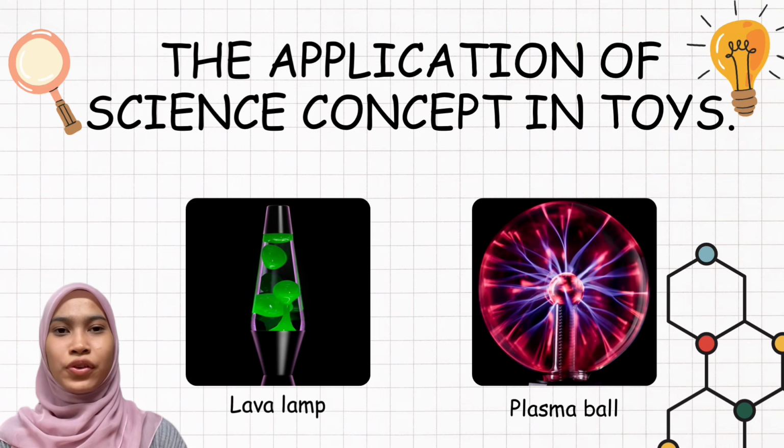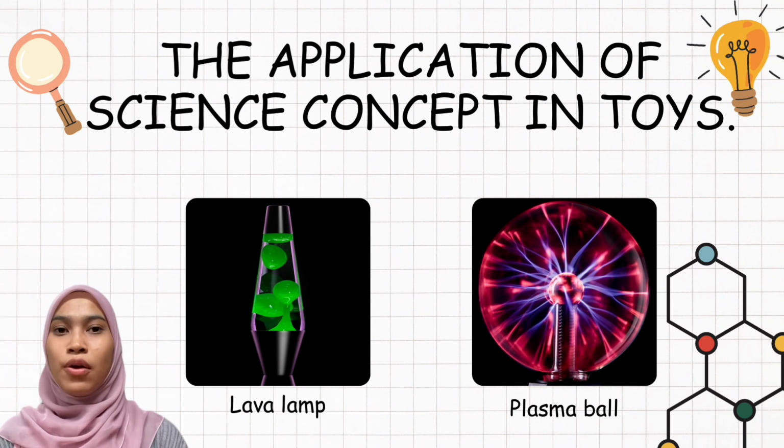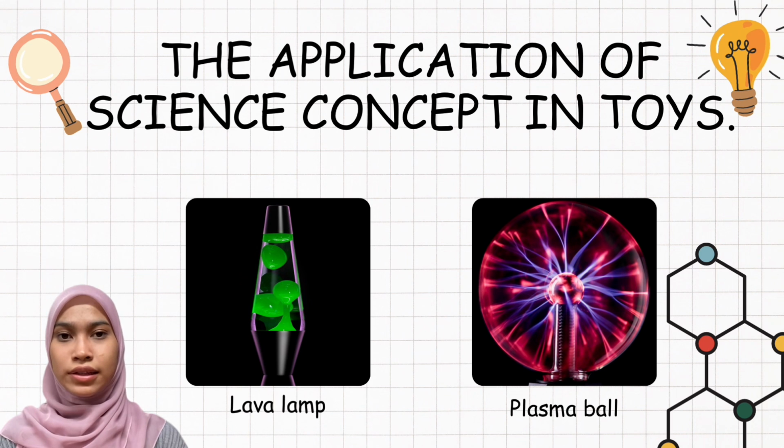This is a few of the toys that use the application of science concepts. The first one is lava lamp that uses the concept of thermal expansion and Archimedes buoyancy. Second is plasma ball, where electrons emitted by the metallic surface at the center collide randomly with the excited atoms of a gas at low pressure.